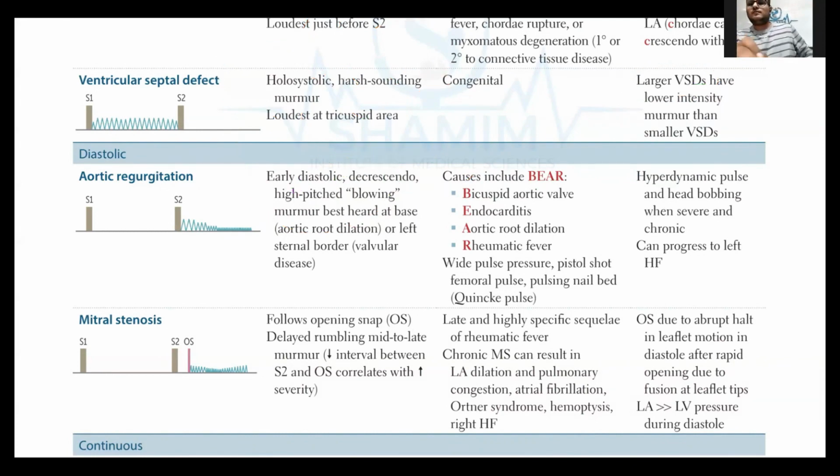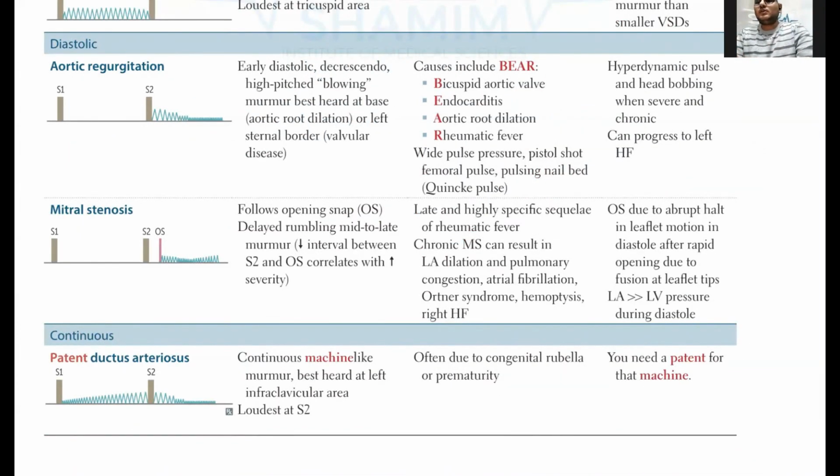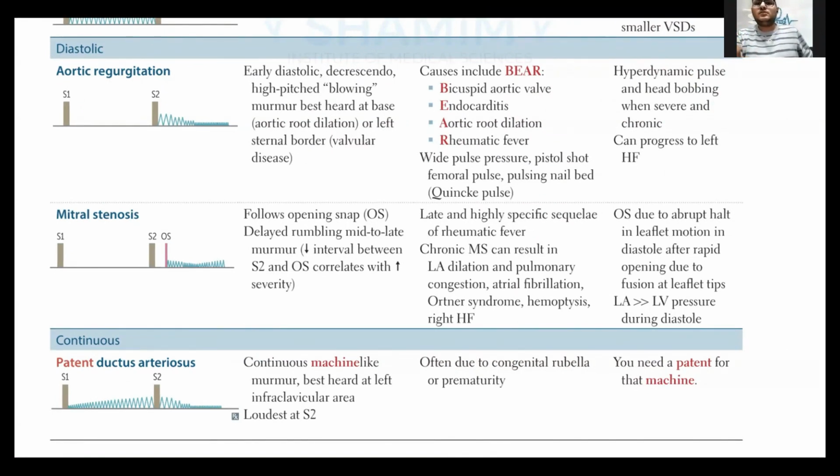That is very important. Okay, so we have covered the systolic murmurs. Now we will cover the diastolic ones. So now we will continue with the diastolic murmur, that is aortic regurgitation. The most important line you must know is that it is an early diastolic murmur and a decrescendo murmur. Decrescendo, I told you, is like this. First it is higher and then it decreases. This is a decrescendo murmur like this. And it is a high pitched blowing murmur.